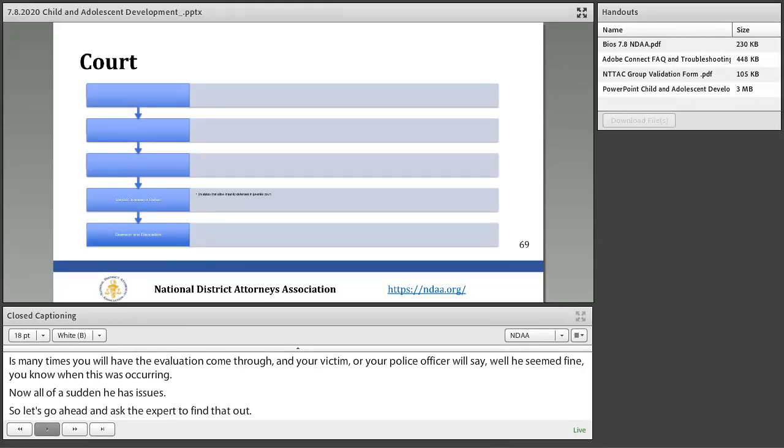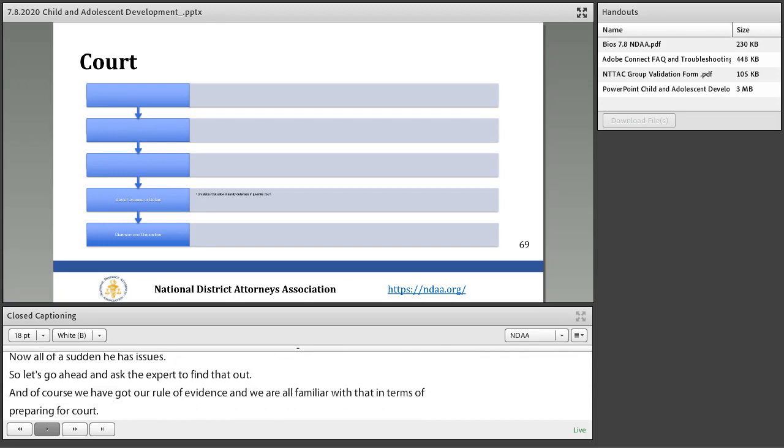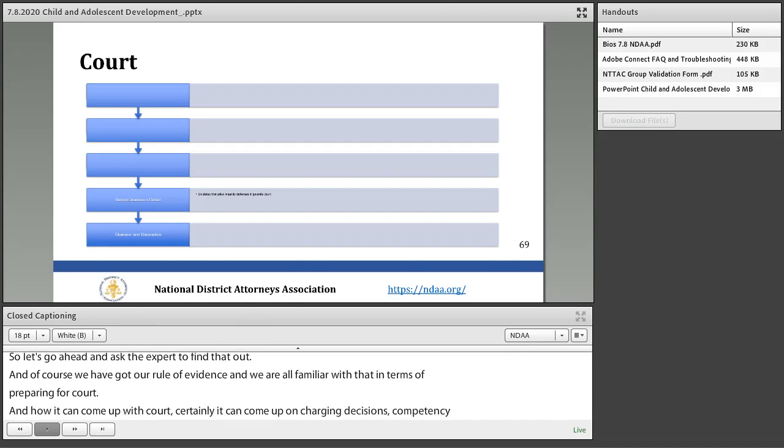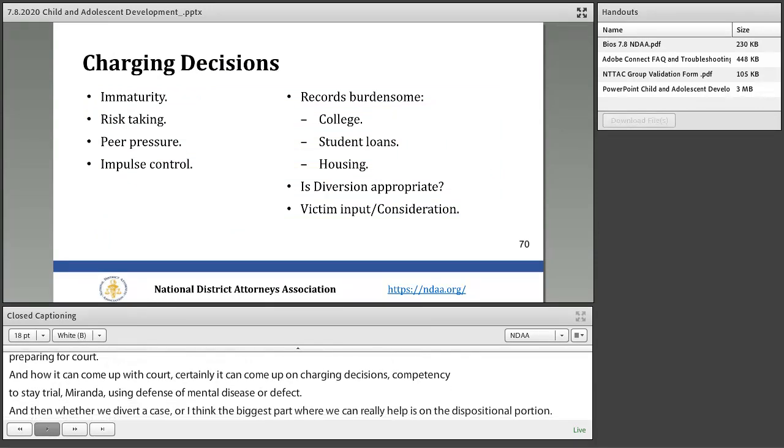And of course, we've got Daubert and Frye and our rules of evidence, and I think we're all familiar with that in terms of preparing for court. And how it can come up in court, well, it certainly can come up on our charging decisions, competency to stand trial, waiving Miranda, which we're going to talk about, using a defense of mental disease or defect, and then whether we divert a case. I think the biggest part where we can really help is on the dispositional portion.